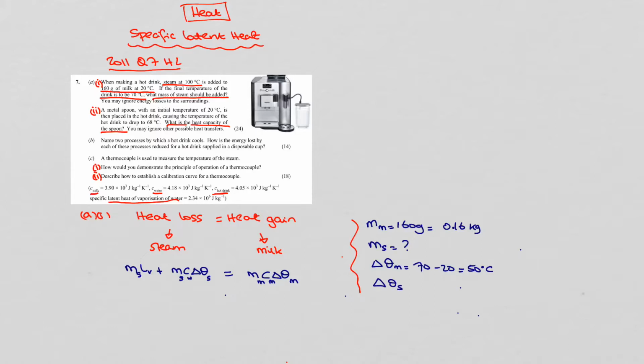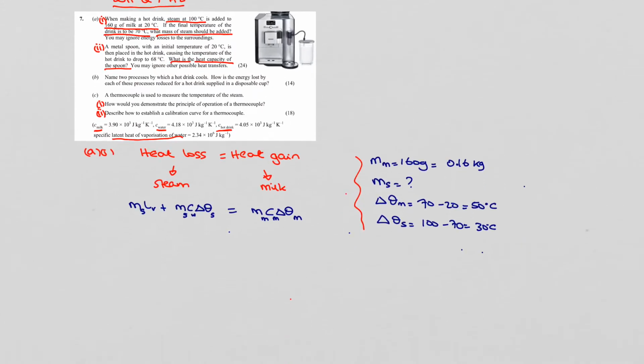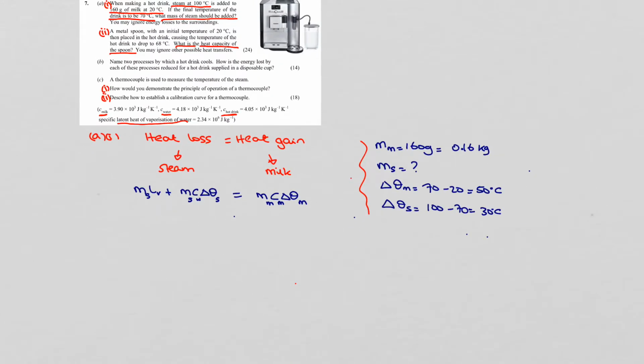And change in temperature of the steam. Well, the steam starts at 100 and ends at 70. So its change in temperature is 30 degrees Celsius. So subbing everything into our equation here now. Mass of steam we're trying to find.